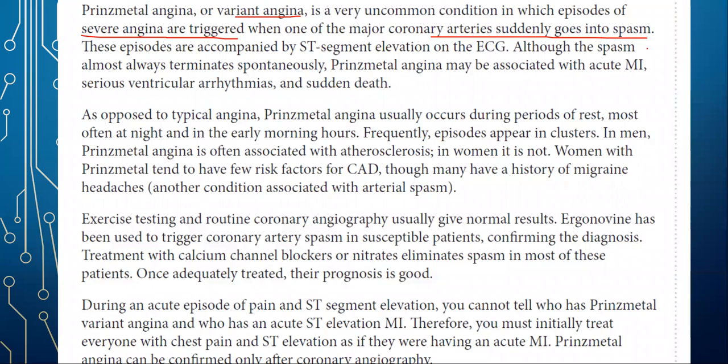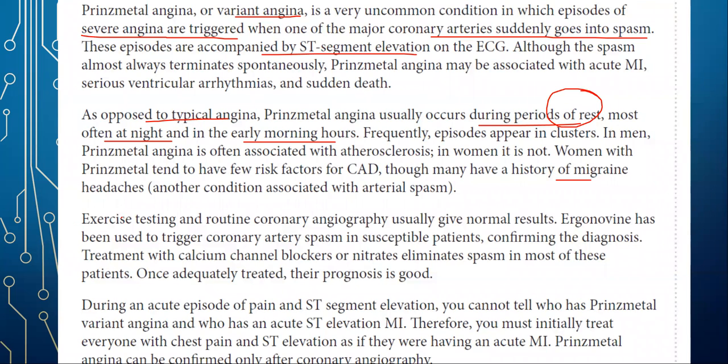So if the coronary artery suddenly goes into a spasm, that causes lack of blood flow into the heart and causes the chest pain. You will also get ST segment elevation in here. As opposed to typical angina, Prinzmetal angina usually occurs during episodes of rest, most often at night and in the early morning hours. That means it is not related to exertion. Women with Prinzmetal tend to have fewer risk factors for coronary artery disease. Sometimes they can have a history of migraine.